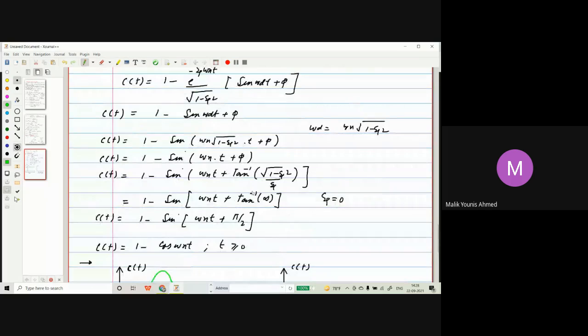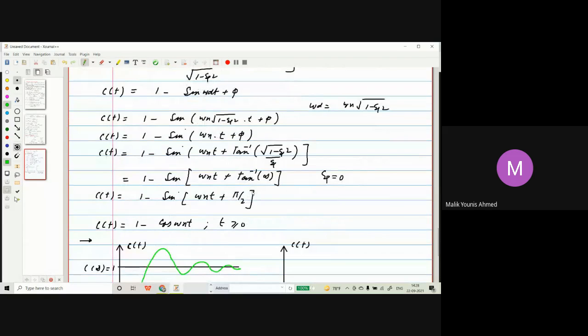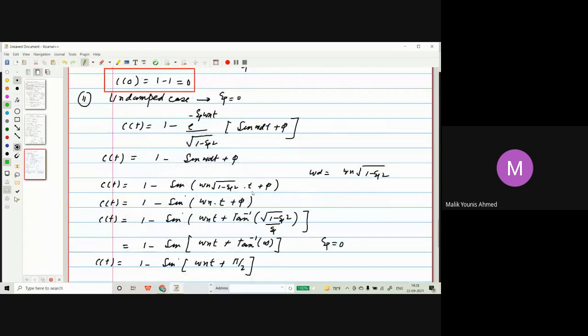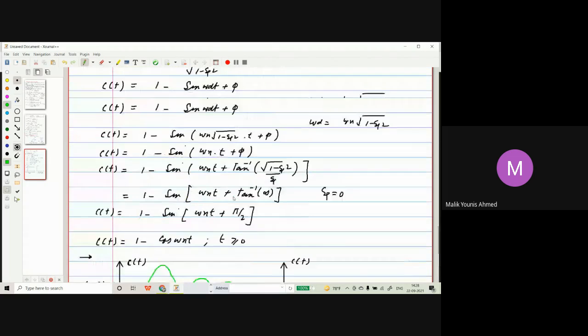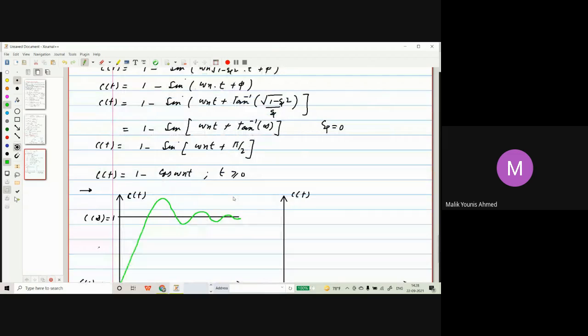In the undamped case, what I have done, c is equivalent to t. I think we have not got the value for the undamped case. Let me get the value for this one so that our graph is more clear. Here I will try to get what the equation was.